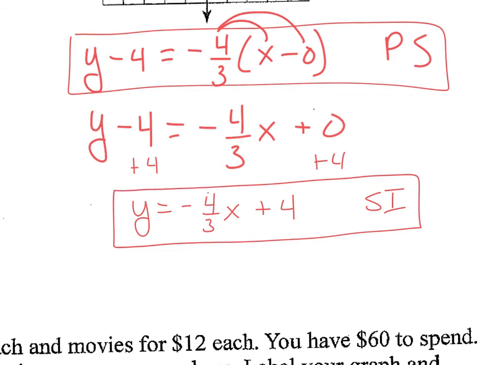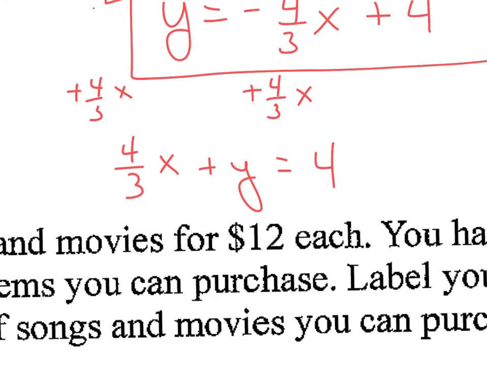All right, again, same process we've been doing. Bring that 4/3 x over to the other side. So I have 4/3 x plus y equals 4. All right, so now I'm going to multiply everything by 3, right? We're going to clear that fraction. So I'm going to multiply all parts by 3.